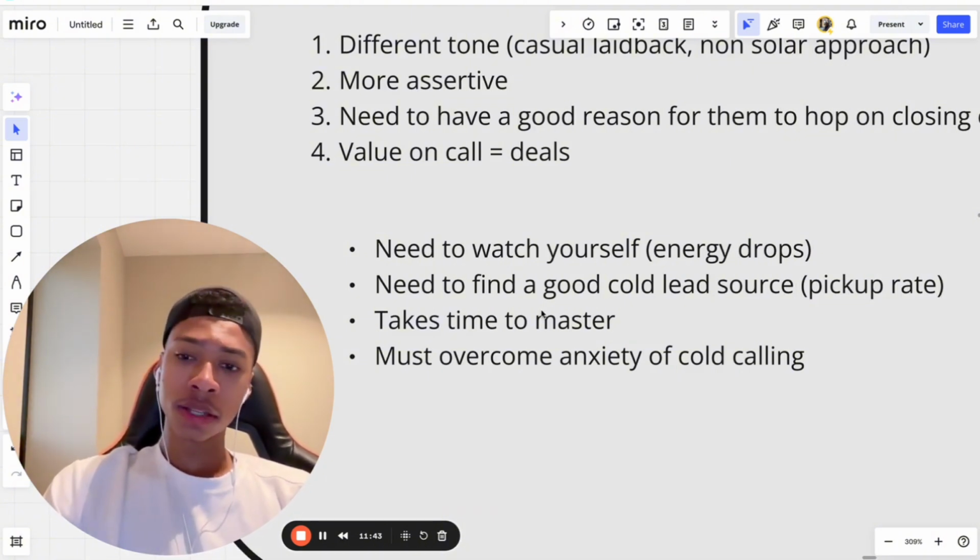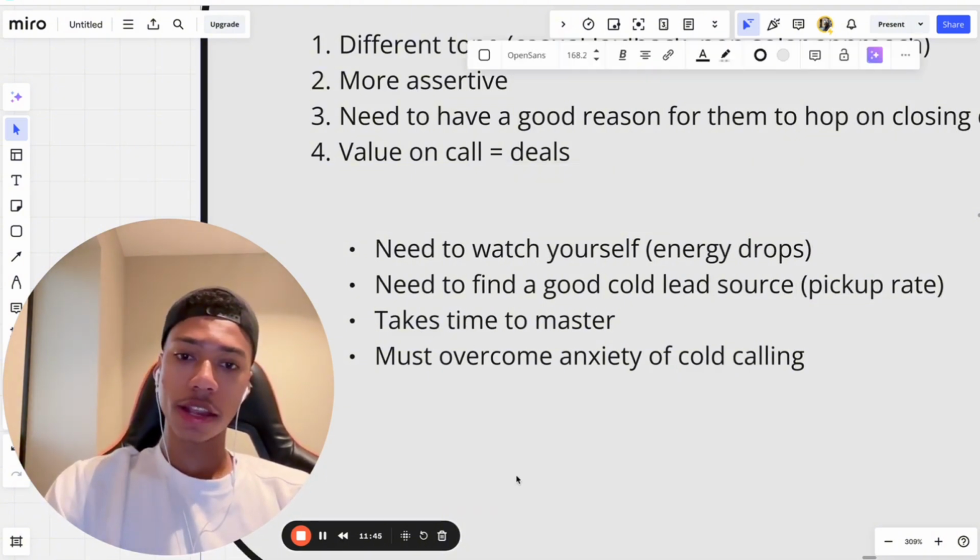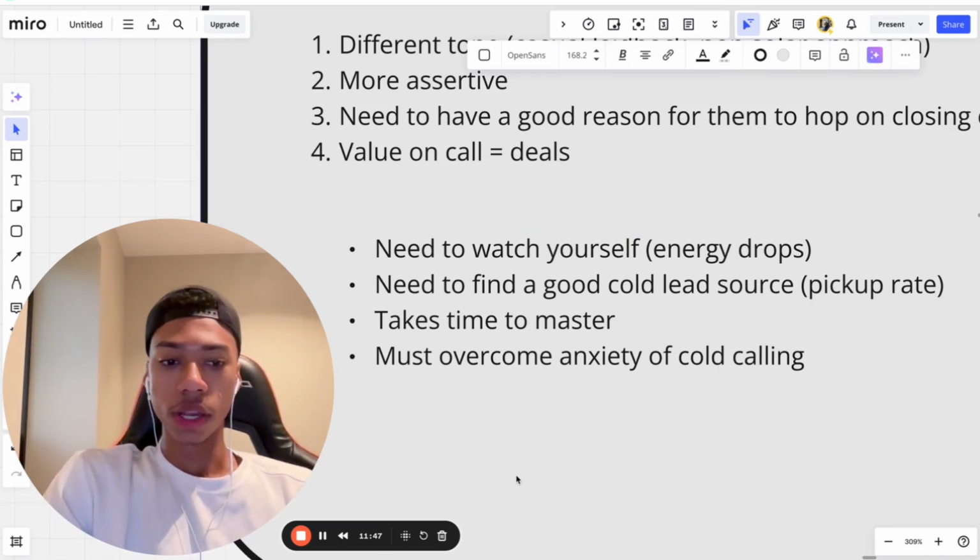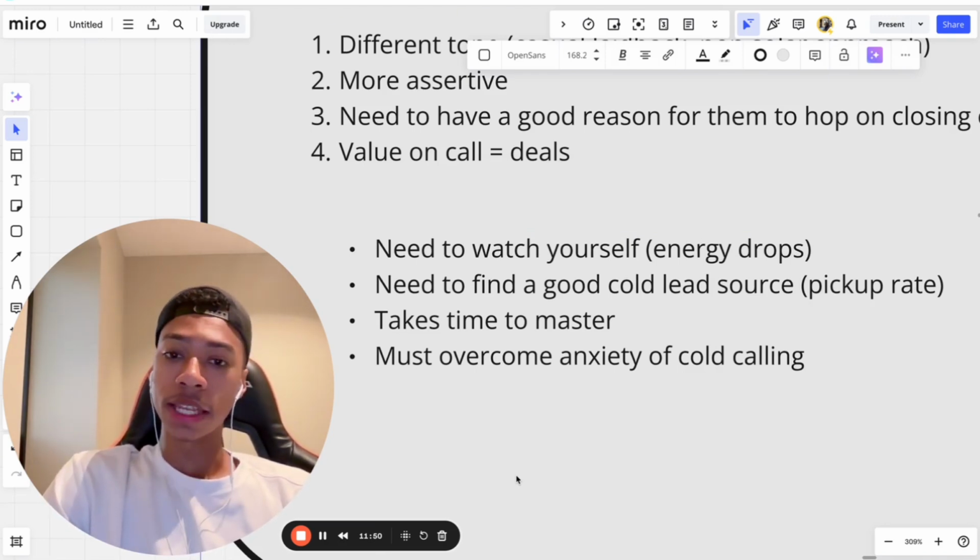It takes time to master. This is the third thing here. It definitely takes time to master cold calling, so please don't be defeated by it in the beginning. If you hear people on calls doing cold calling and all of a sudden they're getting a deal a week or two deals a week, and then you start hopping into solar sales and you're not getting those results, you might feel a little bit disheartened, a little bit defeated like that.